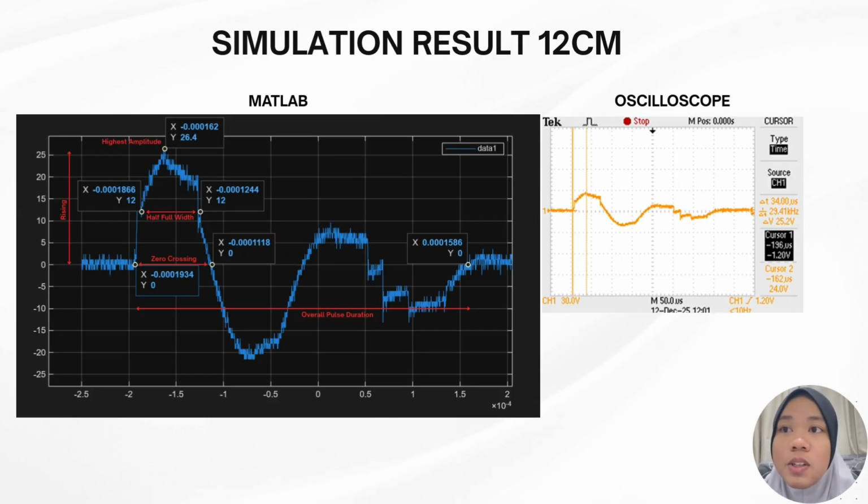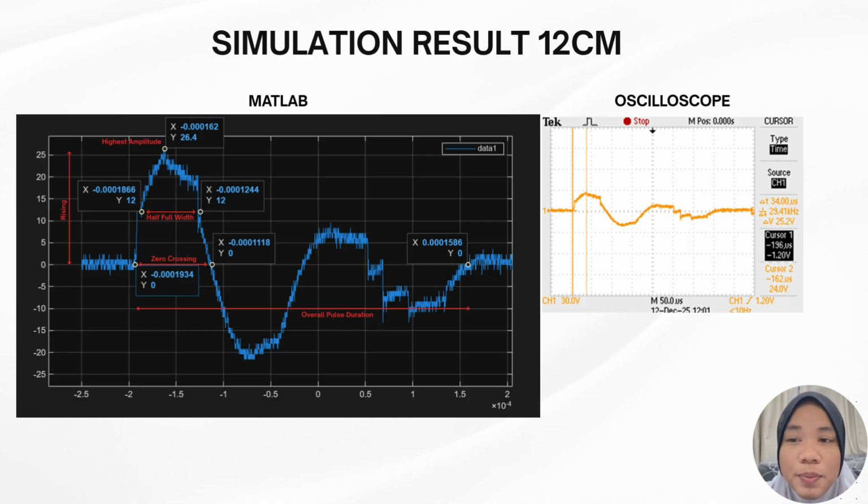This slide shows the simulation result for the radiated emission measured at 12 centimeter distance. From the data, the highest amplitude recorded is 26.4 volt with a rise time of 31.4 microsecond and an overall pulse duration of 34.8 microsecond. The half wave is around 62.2 microsecond and the zero crossing time is 81.6 microsecond. This indicates that at this distance, the signal still maintains a strong amplitude but begins to show some distortion compared to closer distance.